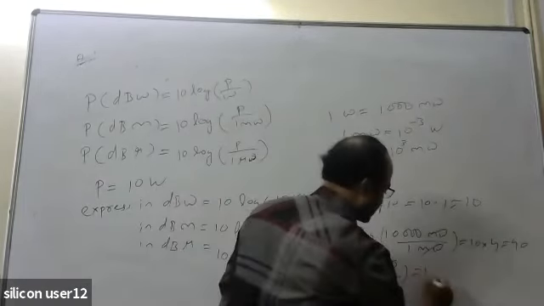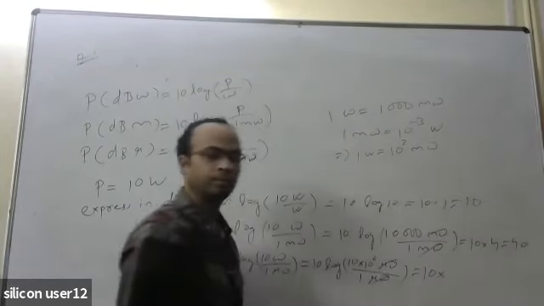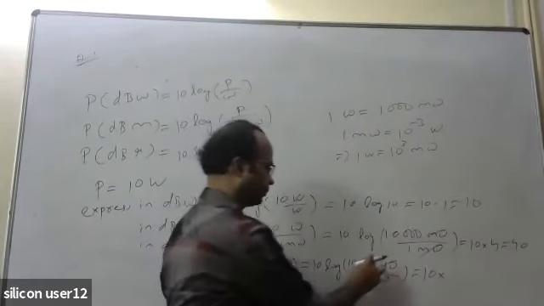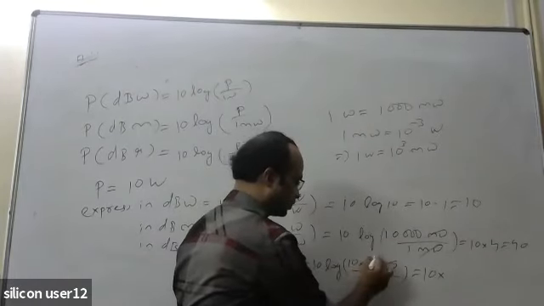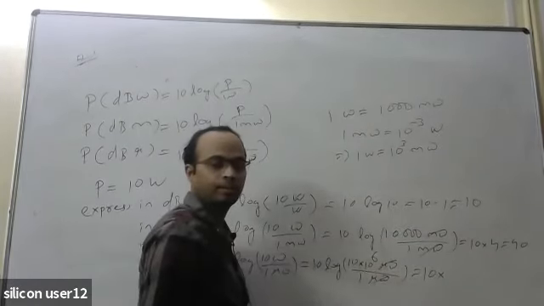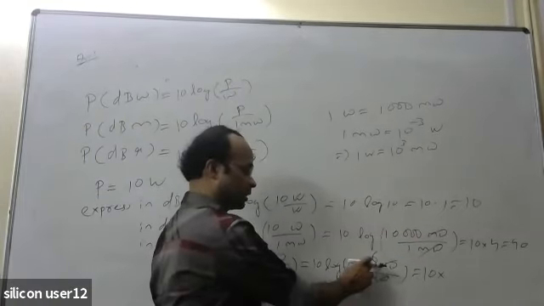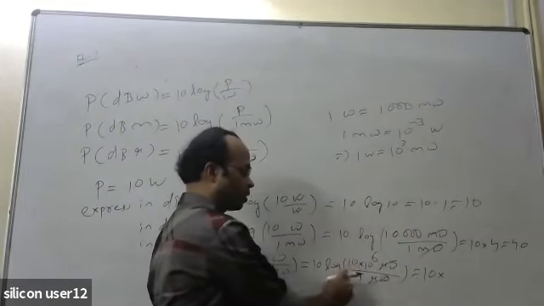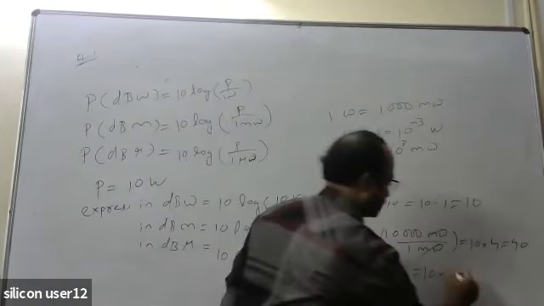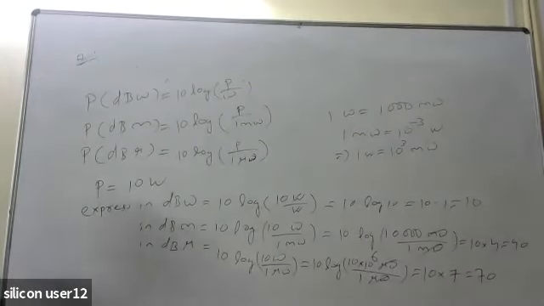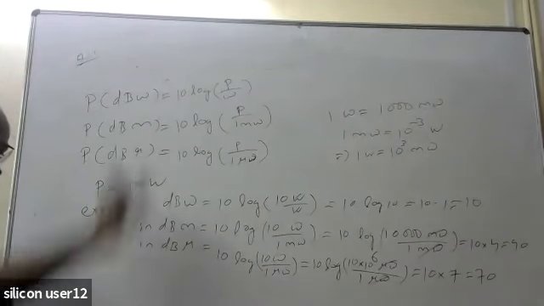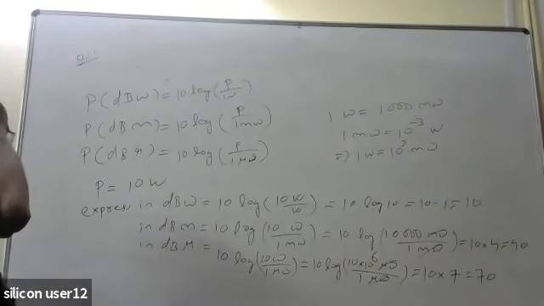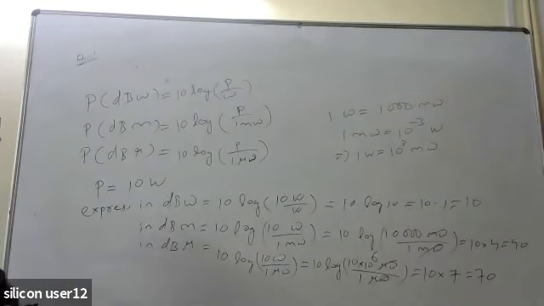So what will the result be? 10 into 6 is equal to 10 to the 7, and log of 10 to the 7 is 7, so the answer is 70. So this is the conversion of any power which is given in watt to dBm or dB micro format.